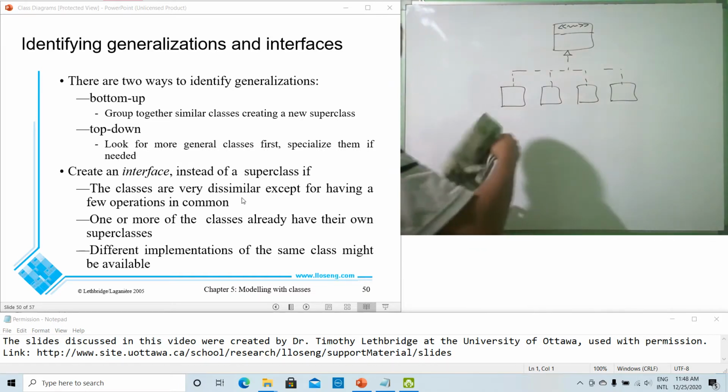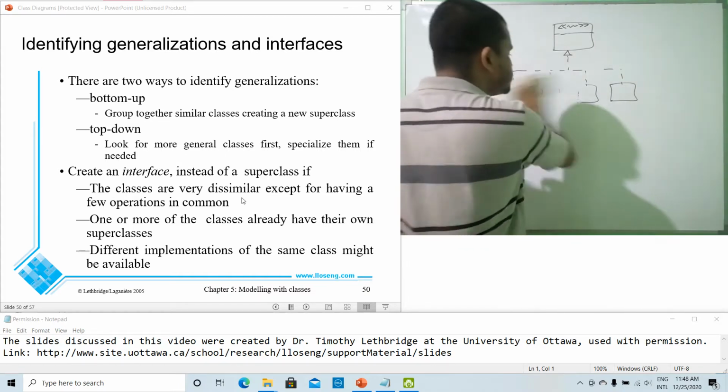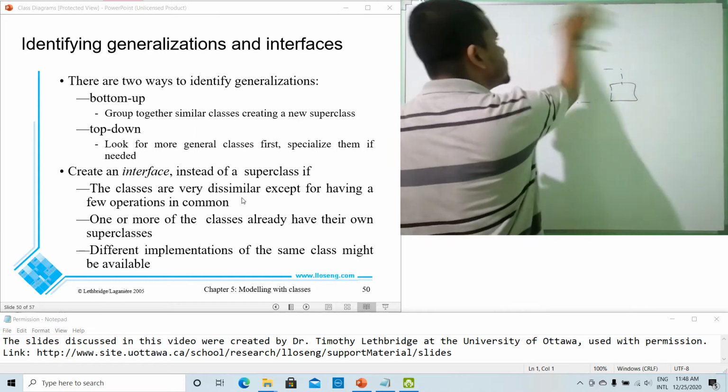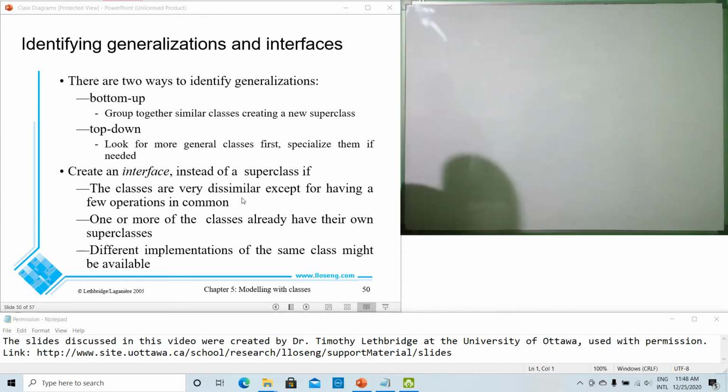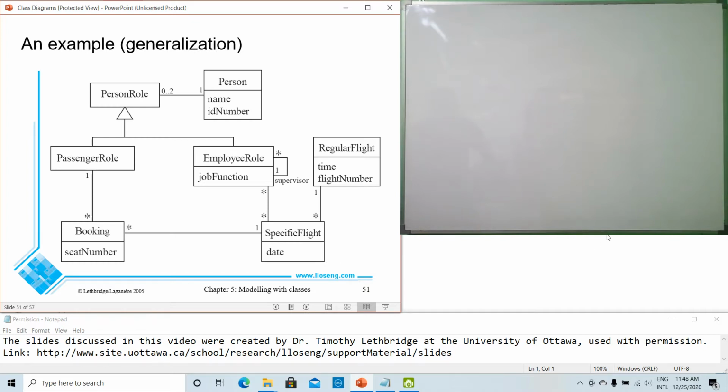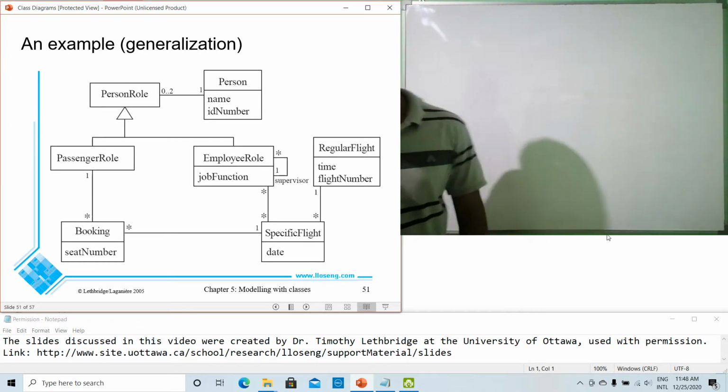Then let's move to the next slide. Now this is how we have performed generalization.